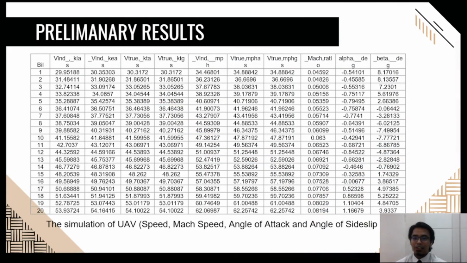In this slide, it shows the preliminary results of my flight simulation. As you can see, there is a lot of data in the table. However, this is only a small portion of the data. This data is from when the UAV is flying in the air. The table of data shows the speed, the max speed, the angle of attack, and also the angle of side slip. All the data shows that the value is increasing as the flight is going, but the angle of side slip, beta, is kinda weird.